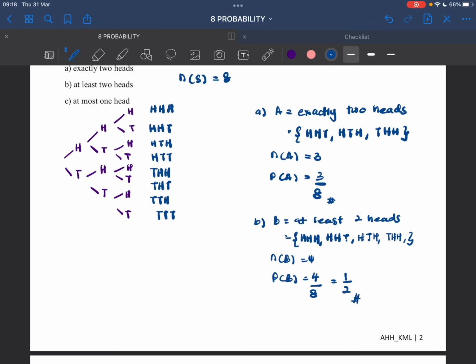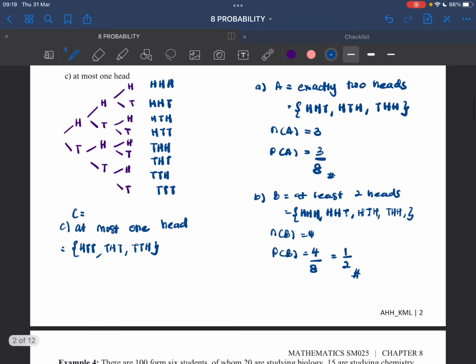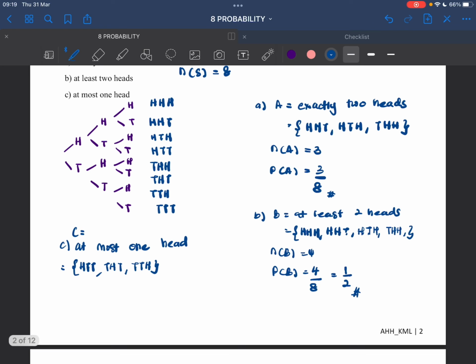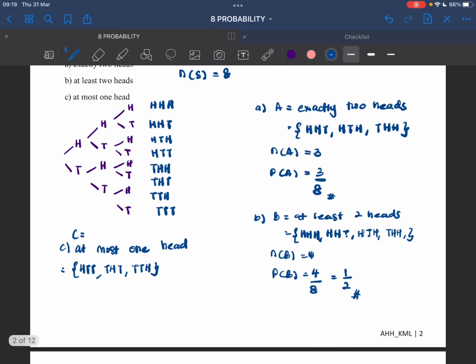And the last one is at most 1 head. At most means maximum. So the event, let's put it as C, at most 1 head. Alright, so this one we have 3, cannot. This one, yes, H, T, T. And then we have T, H, T. And we have T, T, H. Okay, so we have 3 there. Okay, is there any more? T, T, T.